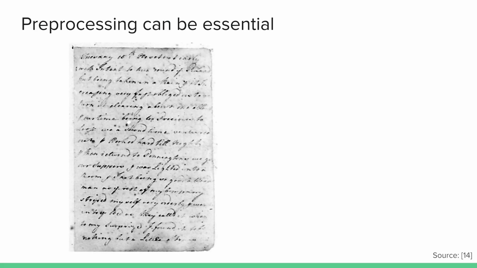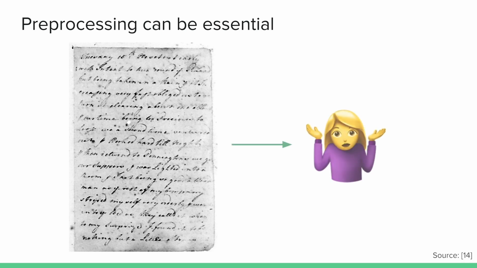Preprocessing can even be essential to make your network work at all. So if you present this page of handwritten text to a machine and ask it, please tell me what's written on that page, even for humans this is very hard, but a machine will probably just shrug and say, I have no idea, how should I proceed here? So applying the right preprocessing step makes this problem go from unsolvable with neural networks to very hard and challenging, which is already a big step forward.